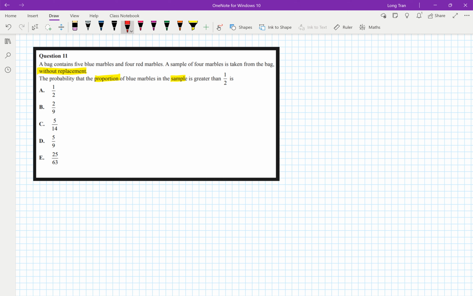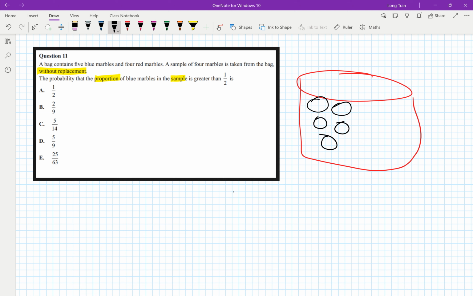So without replacement implies that in this bag, if I drew a bag, this bag contains, say, 5 blue marbles. So 1, 2, 3, 4, 5. So B, B, B, B, B for blue. And then you've got 4 red. So 1, 2, 3, 4. Red, red, red, red. So 5 plus 4 gives me a total of 9 marbles. Out of those 9 marbles, I'm going to choose 4.